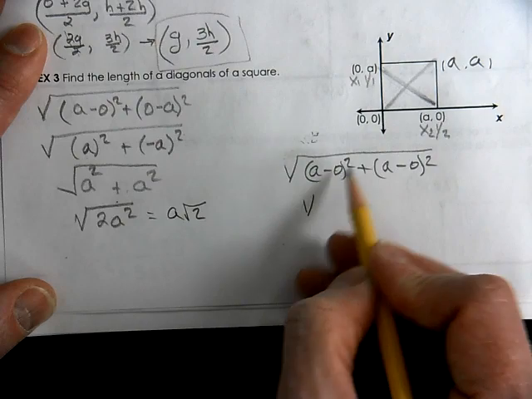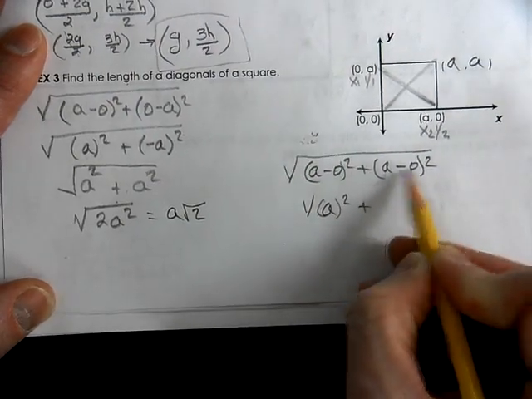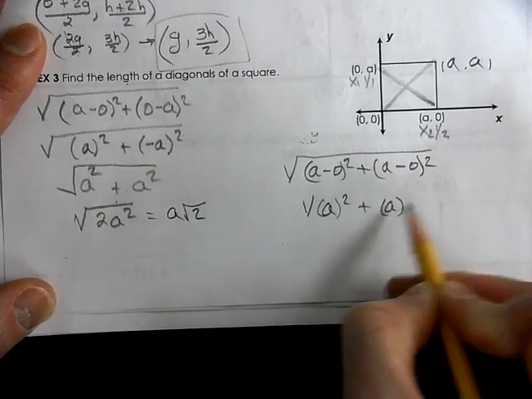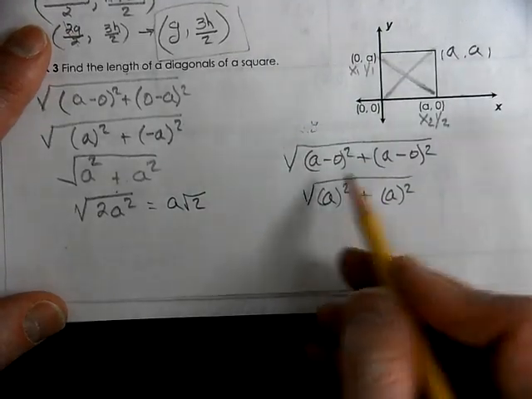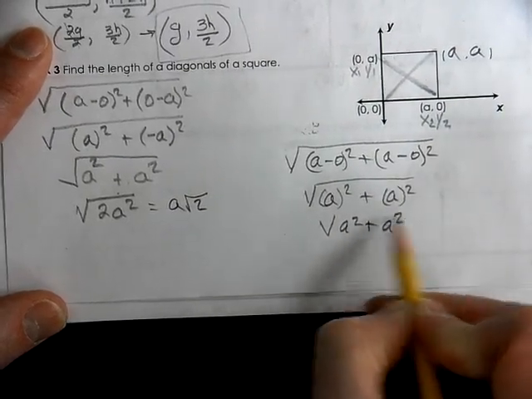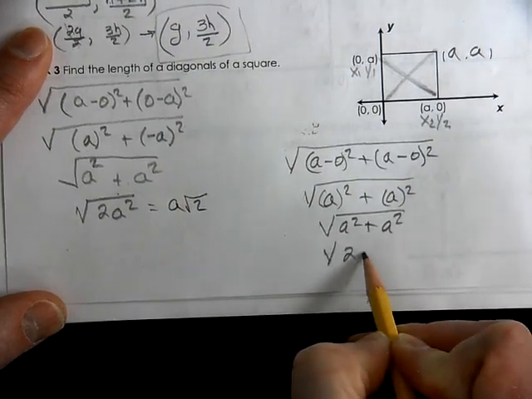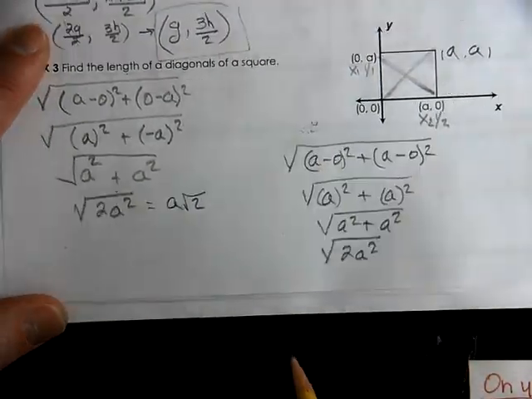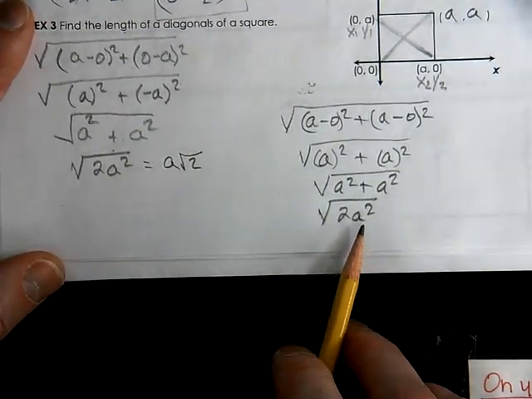A minus 0 is just a, and that's being squared. So square the a, and I get a squared. That gives me 2a squared. How can I simplify 2a squared?